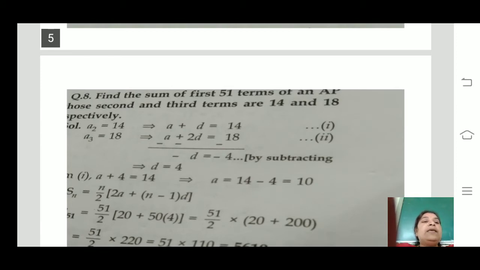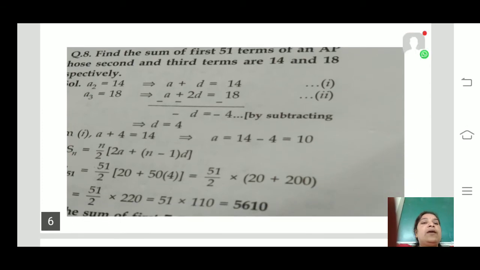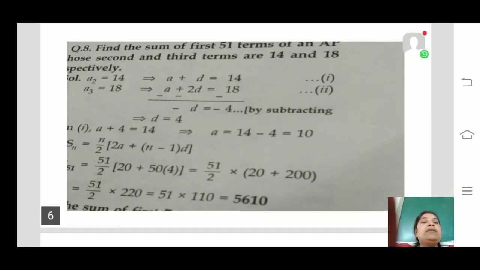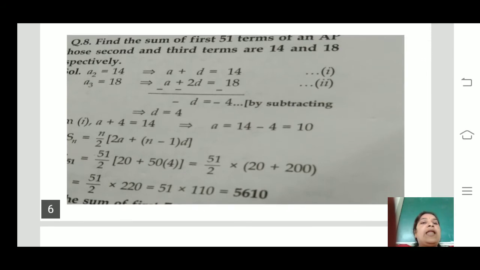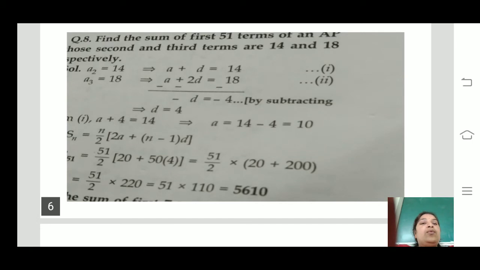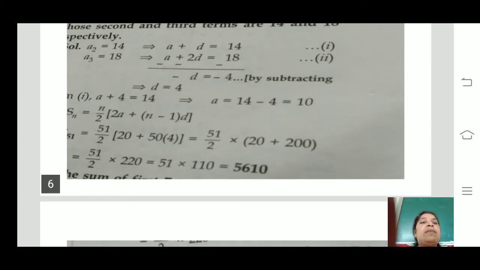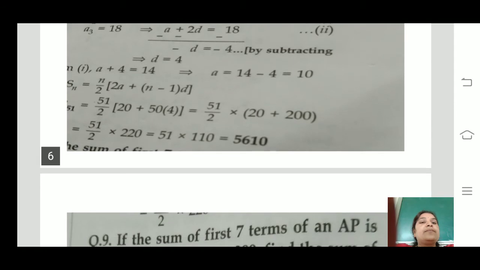Now, replace this value of d in equation number 1. We have a plus d equals to 14. Hence, a will be 10. Now, Sn can be calculated as n by 2 in a bracket 2a plus (n minus 1) into d. Replacing all the values, we have Sn equals to 5610.